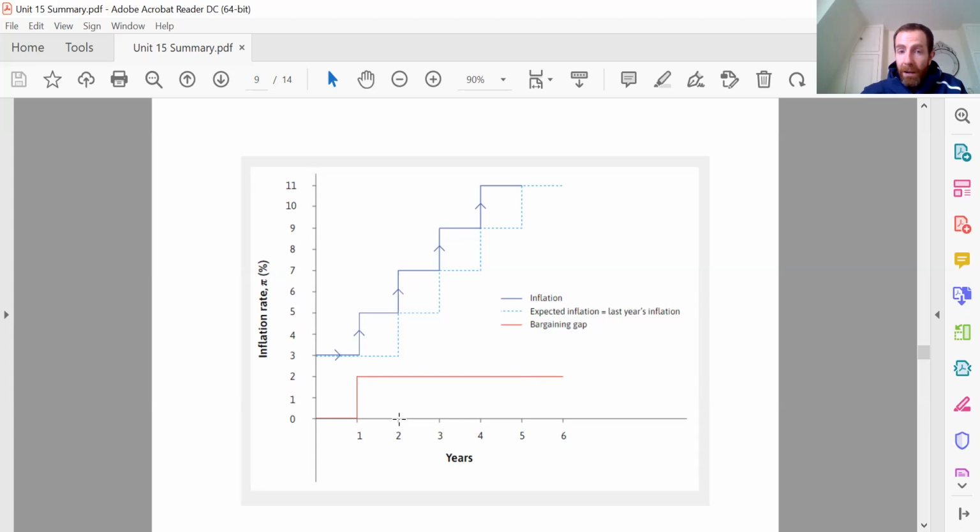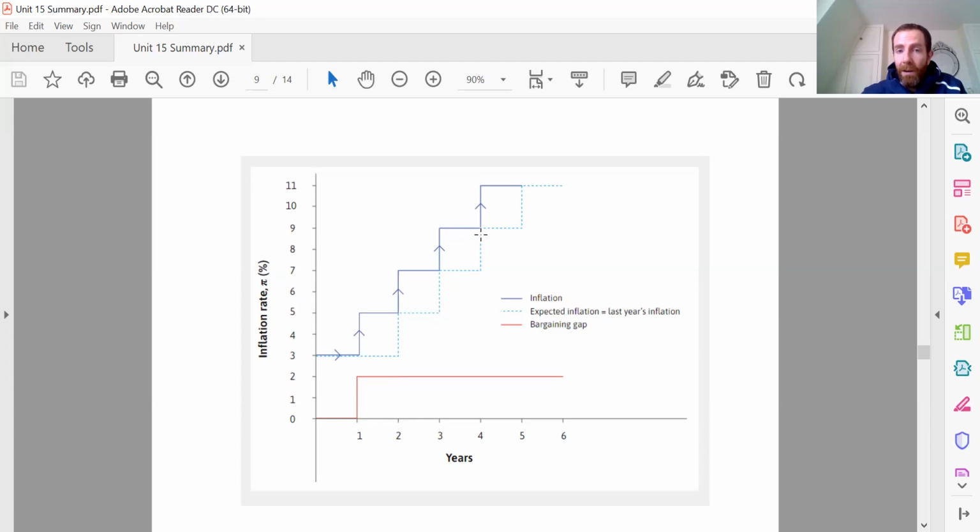But now expectations of inflation change. They now push up to 5%. And the bargaining gap hasn't closed, right? You can still see we've still got this 2% bargaining gap. And what's that going to mean? Well, the following year, there has to be a 7% increase in nominal wages, and therefore a 7% increase in costs, and therefore a 7% increase in prices. And so the actual inflation people will see will be 7%. And so in year three, we see expectations of inflation have pushed up to 7%.